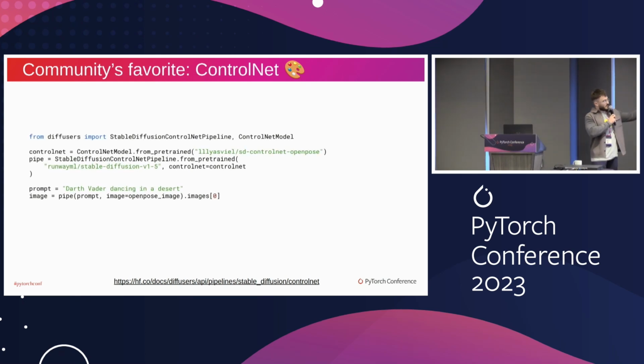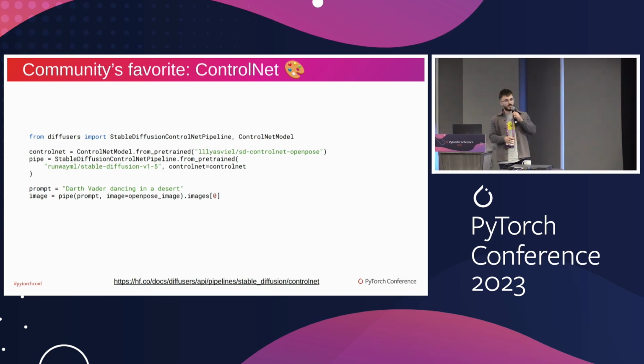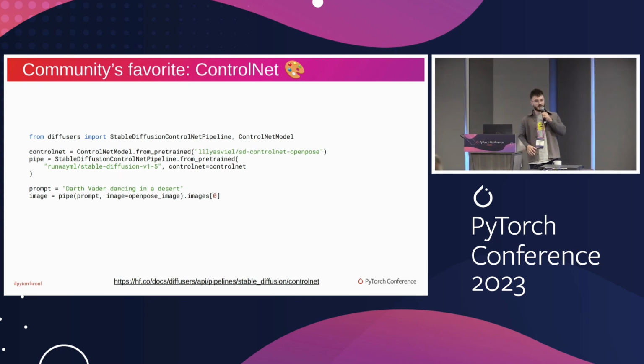And so here, for example, we're loading a ControlNet model, and as you can see, it's called SD ControlNet OpenPose by Eliasville, a super impressive community member. And this ControlNet model is trained specifically on OpenPose. If you are familiar with computer vision and this dataset in particular, it's a dataset of different poses, and you'll see how it works in practice right afterwards.